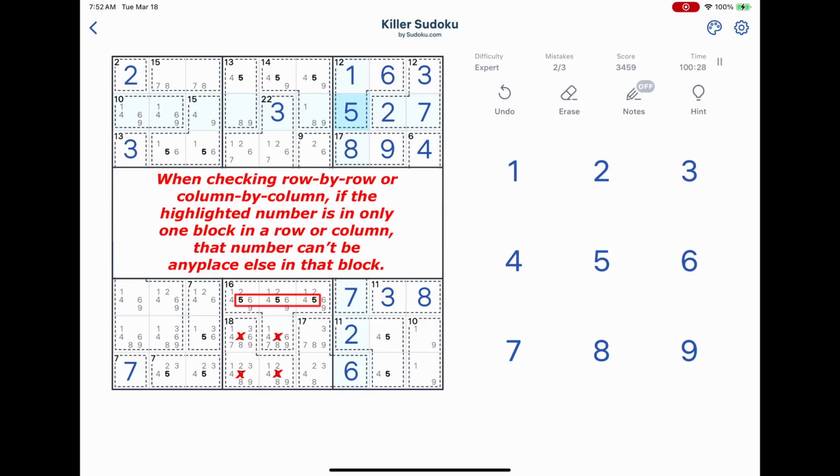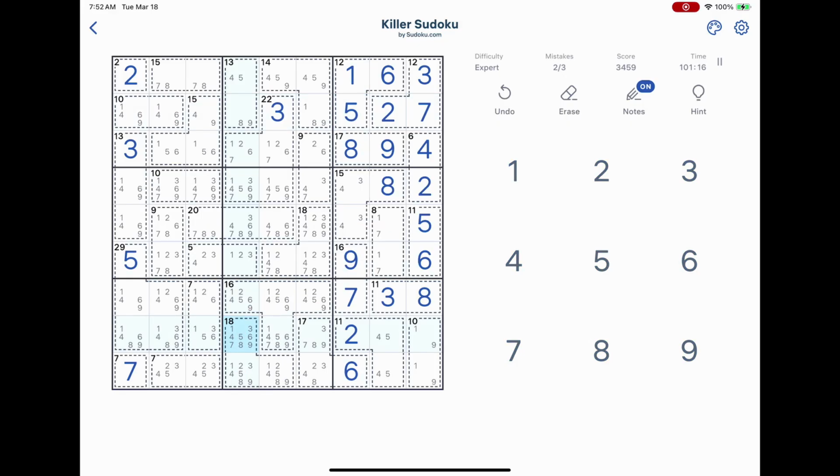So that's the third case we're looking for. When checking row by row or column by column, if the highlighted number is in only one block in a row or column, that number can't be anyplace else in that block. Now that we know what we're looking for, let's go to 6.